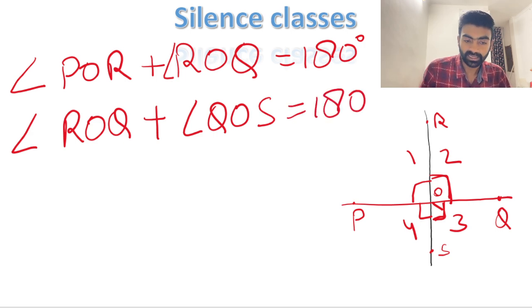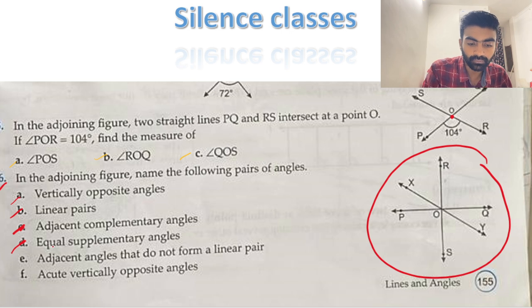Okay, and what do we have to find out? We have to find out the equal supplementary angle. Equal supplementary angle means the sum is equal, 90 plus 90. Okay, because all these are of 90 degrees.